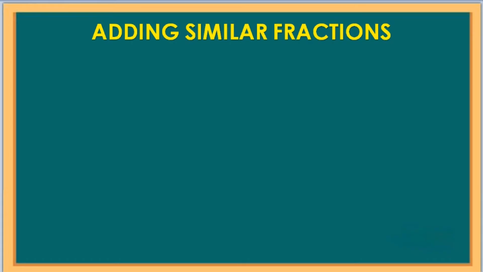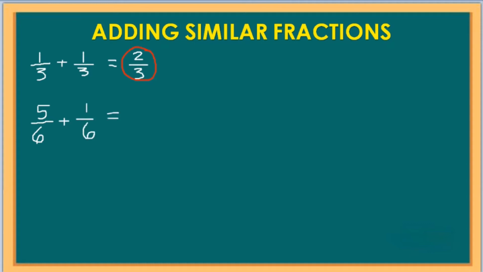Adding similar fractions. For example, we have 1/3 plus 1/3. We will just add the numerators. 1 plus 1 is 2. Then copy the common denominator, which is 3. So 1/3 plus 1/3 equals 2/3. Another example, 5/6 plus 1/6. Again, add the numerators. 5 plus 1 is 6. Copy the common denominator, 6. So 5/6 plus 1/6 equals 6/6.